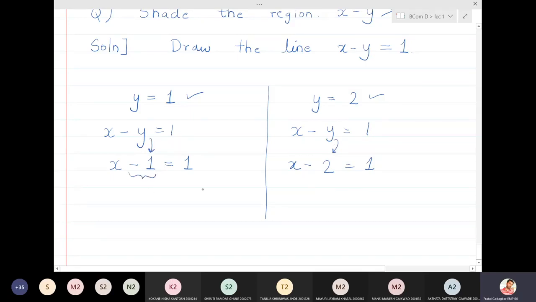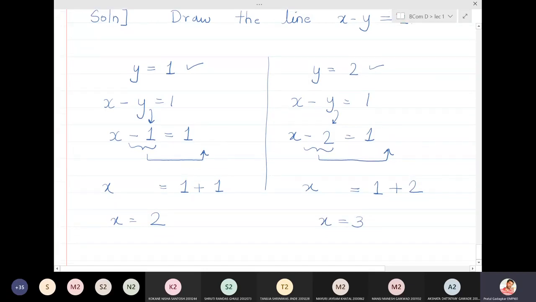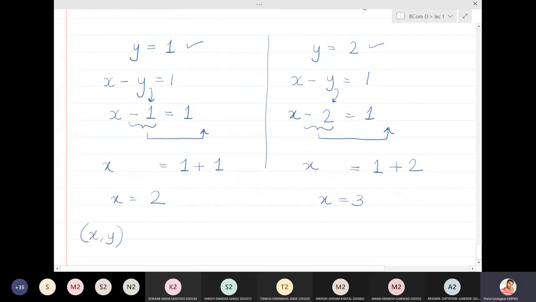So this minus 1 will go on that side and become plus 1. This is x is equal to 1 plus 1, so x is equal to 2. This minus 2 will also go on that side and get added, first 1 and then plus 2. Who remains on the left hand side? Only x. So x is equal to 3. So what is the pair? x comma y. x is 2, y is 1: 2 comma 1. The second pair is x comma y. x is 3, y is 2. This is the second pair.